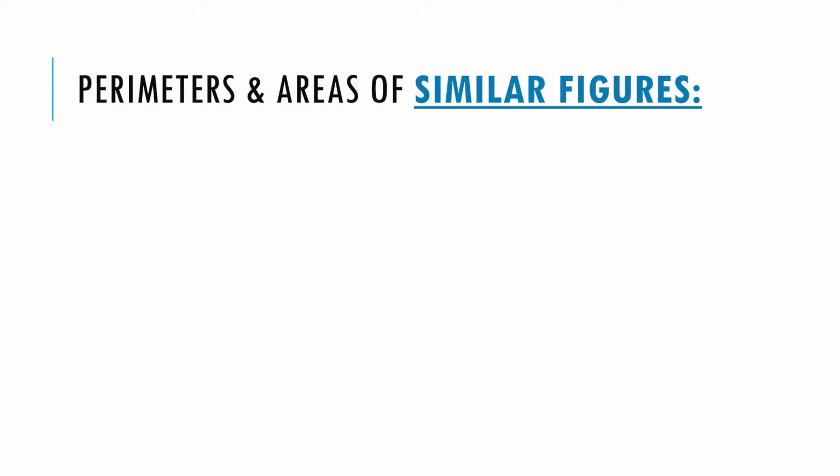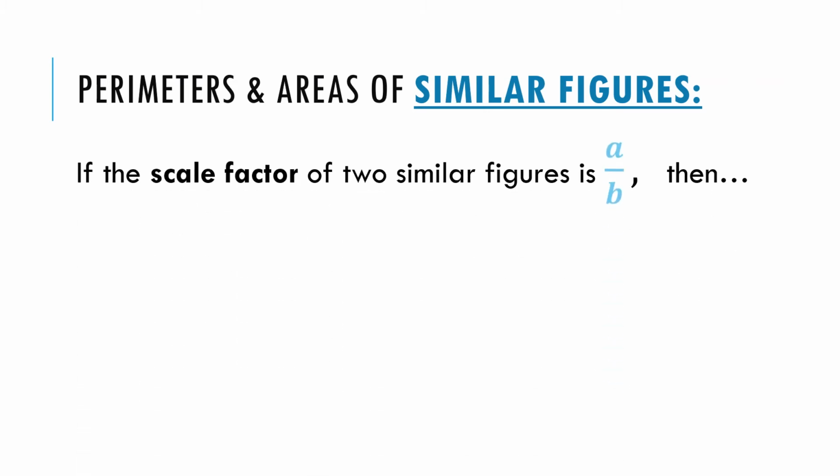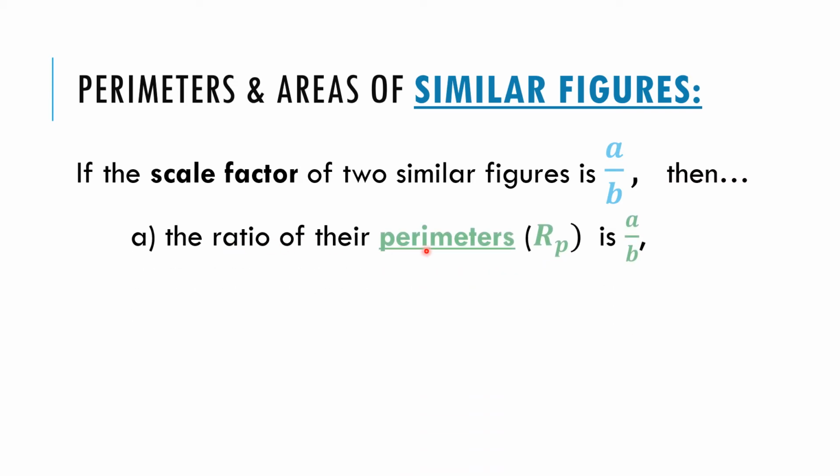So here's some formal stuff about section 10.4. What we need to remember is that the scale factor of 2 similar figures is going to be A over B, right? There's my ratio. Then the ratio of their perimeters, and we use this fancy notation, capital R ratio and lowercase p for perimeters, is A over B. And notice that those are the same, right?